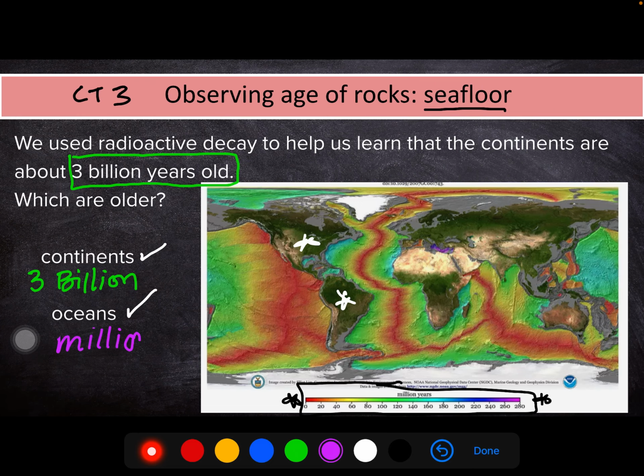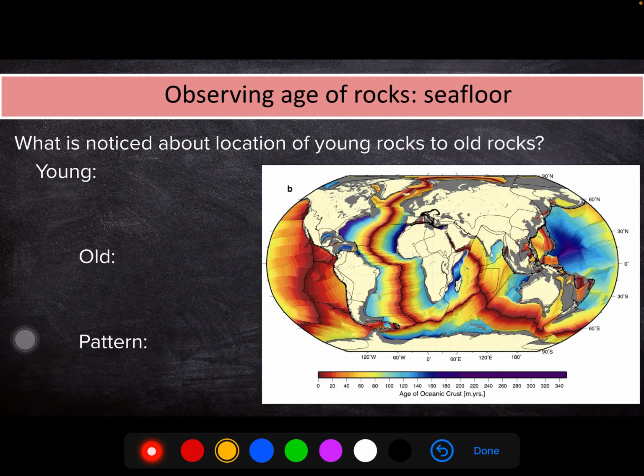So when we compare those two, it's evident that the older rock on Earth can be found on the land, right? So the ocean is the newest area on the Earth. So when we look at our overall patterns of these rocks across the Earth, our young color is the red. On this map, our old color is the purple or the blue. And so we're noticing these similarities of the location of young rock to old rock across the ocean. Again, here we're just looking at the seafloor.